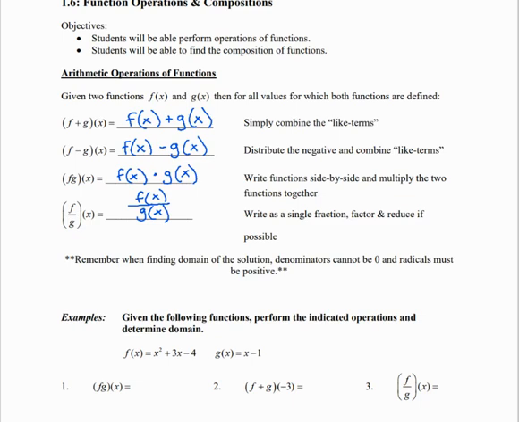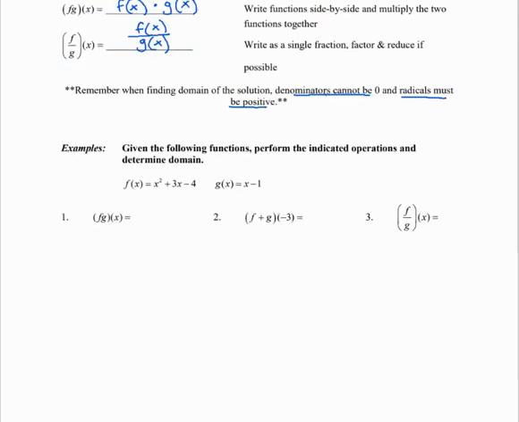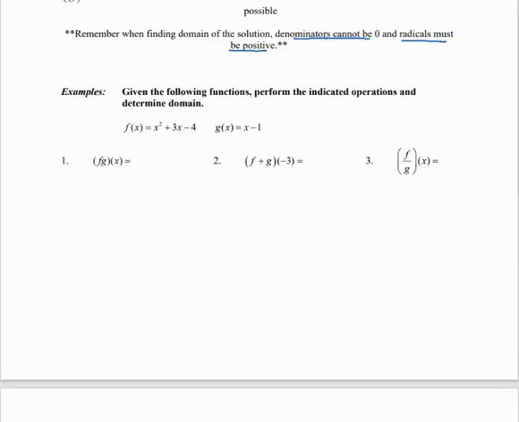Now, once you perform these operations, oftentimes it'll ask you to find the domain. So just remember, the two big things to watch for are fractions, because denominators cannot be 0, and then radicals, because they must be positive inside. So let's take a look at a couple examples. I'll do one of them out completely with you and start another.